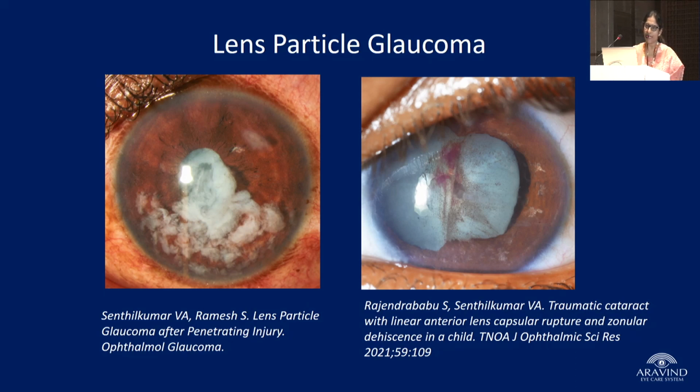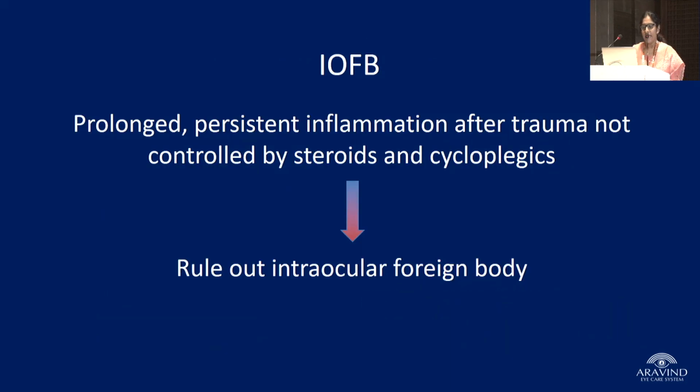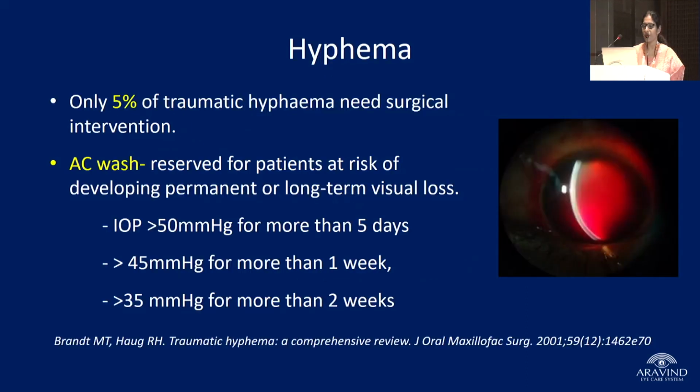Lens particle glaucoma is also something which is very commonly seen because often there is damage to the anterior lens capsule. Once there is damage to the anterior lens capsule, you have a lot of these lens particles coming out, and there is a macrophage response to that, causing very high intraocular pressure. In any case, when there is a prolonged persistent inflammation and it is not getting controlled with steroids or cycloplegics, that should ring a bell saying that probably there's something inside the eye which is still present, and you have to do imaging to rule out any persistent intraocular foreign body.